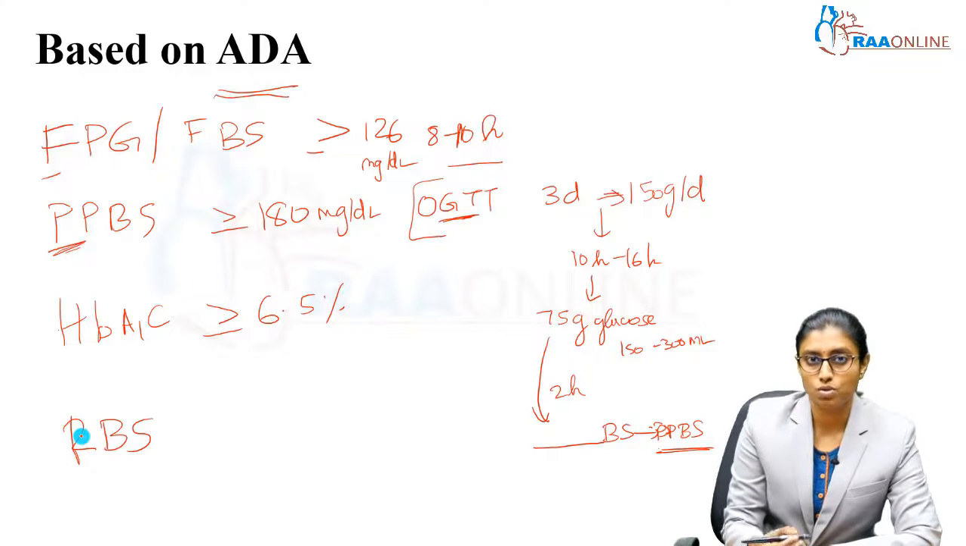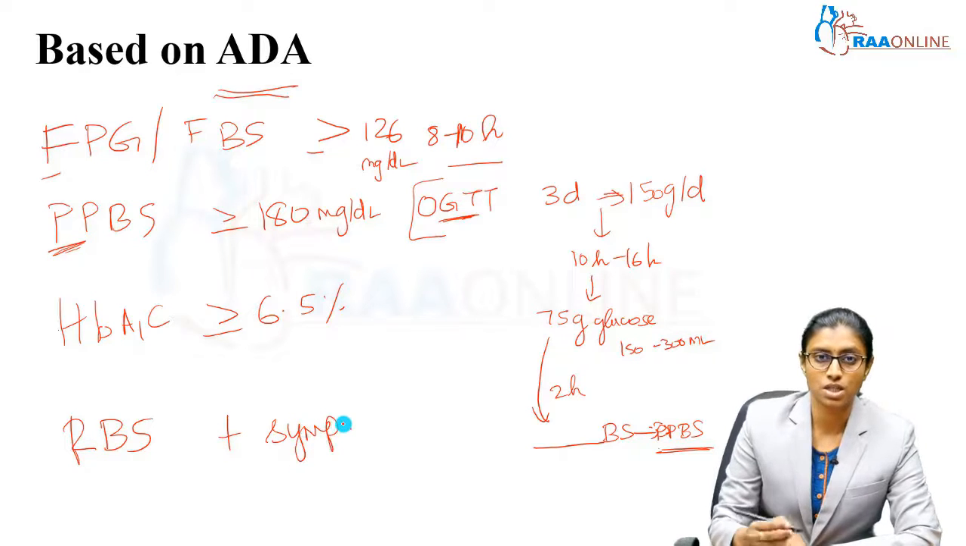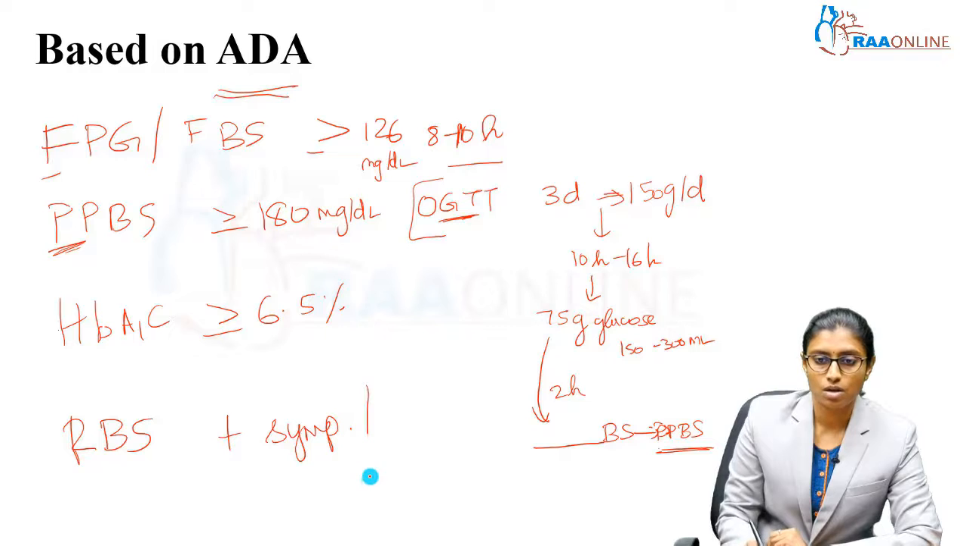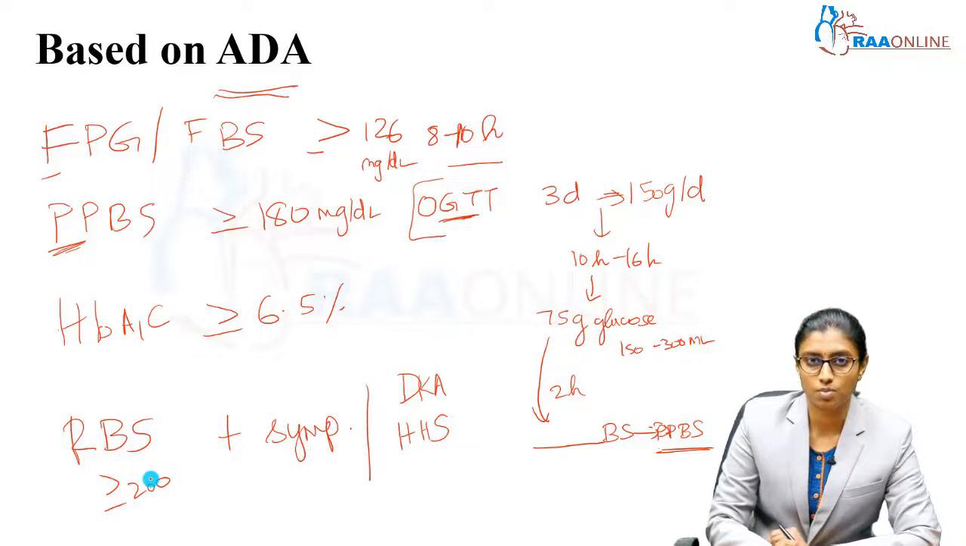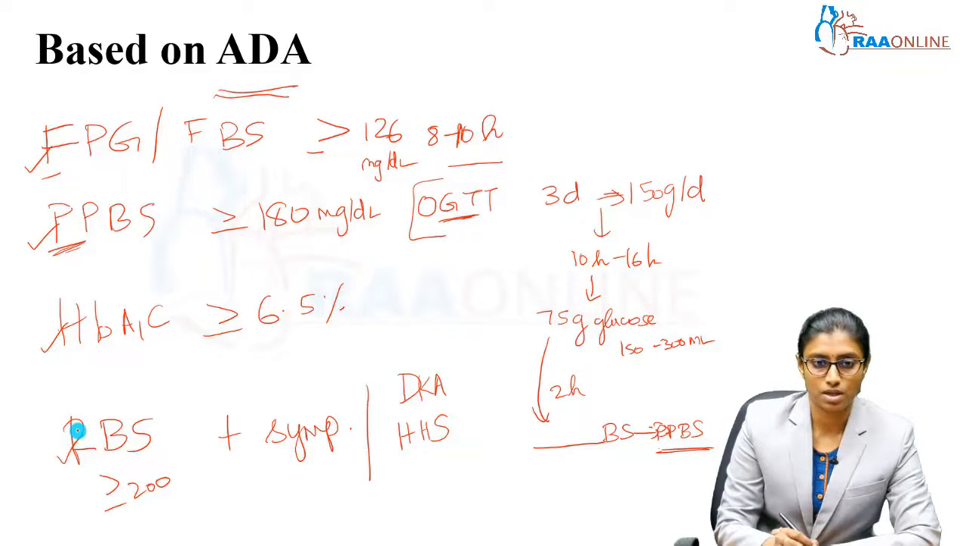Random blood sugar. Do we use random blood sugar to diagnose and treat diabetes mellitus? We can, if we additionally have symptoms of hyperglycemia. So if the patient has symptoms of hyperglycemia like polyuria, polydipsia, or is coming to you with some complication of diabetes mellitus, or is presenting with acute complications of diabetes mellitus like diabetic ketoacidosis or hyperglycemic hyperosmolar state, and their random blood sugar is more than or equal to 200 mg per deciliter, in such a situation we can diagnose them as diabetic. So we have 4 values which are used for diagnosing diabetes mellitus.